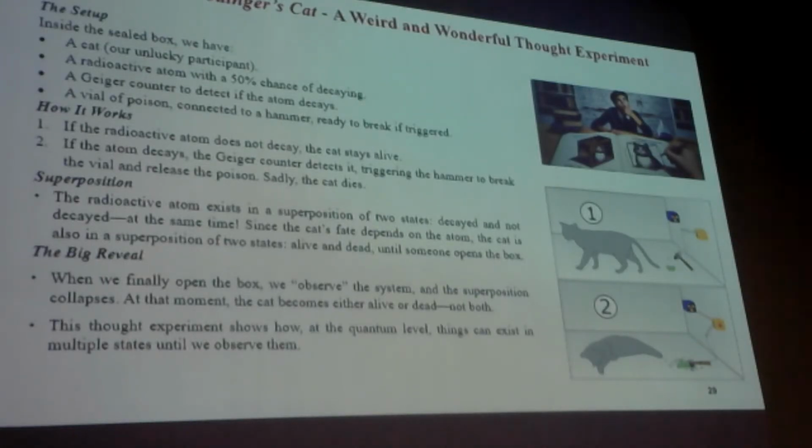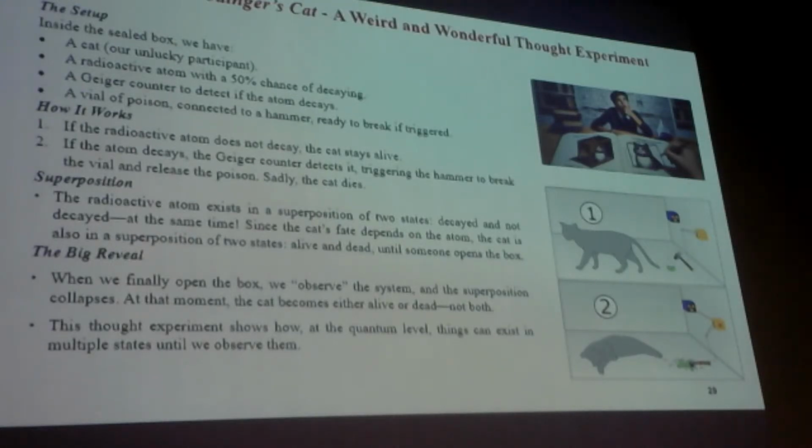So the setup is, inside the sealed box, we have a cat, a radioactive atom with a 50% chance of decaying, a Geiger counter to detect if the atom decays, and a vial of poison connected to a hammer ready to break if triggered. Now, how is that hammer going to be triggered? When the atom decays. There's a 50% chance that the decay will happen, but we don't know when. So if the radioactive atom does not decay, the cat will be alive.